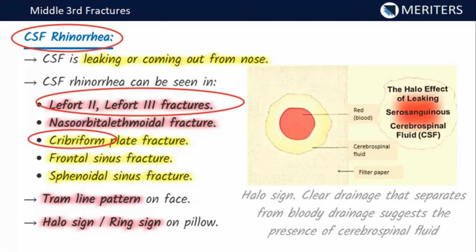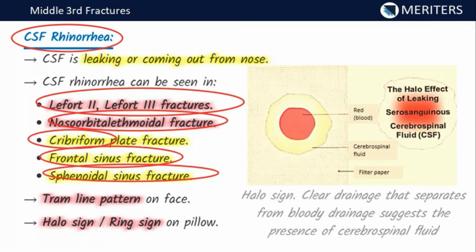Now what are the other conditions? Naso-orbito ethmoid fracture, cribriform plate fractures, frontal sinus fracture, and sphenoid sinus fracture. So these are the fractures that can lead to the leaking of CSF from the nose. There is a specific term known as the tram line pattern on the face which is seen, and there is a halo sign or ring sign which is associated with CSF rhinorrhea.